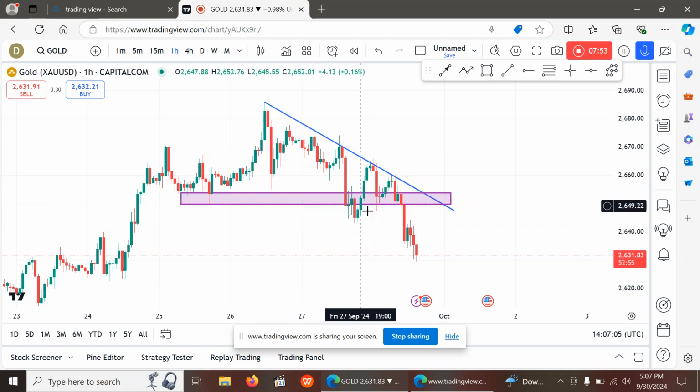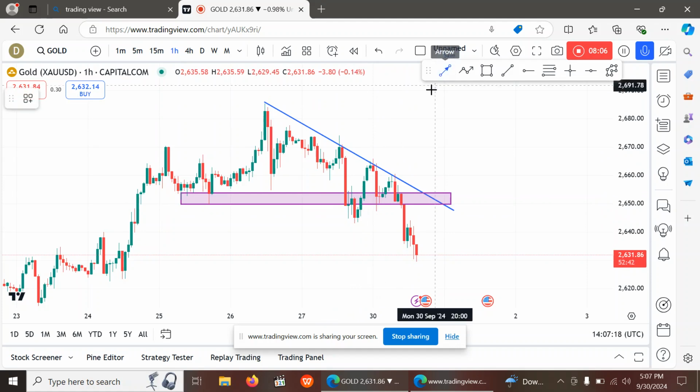So here we see the market came and broke this trend line to the down. I mean, this support and resistance, this support to the downside. The market broke it to the downside. So having broken it to the downside, what comes into your mind? What you do is you look for an immediate break of structure that happened.